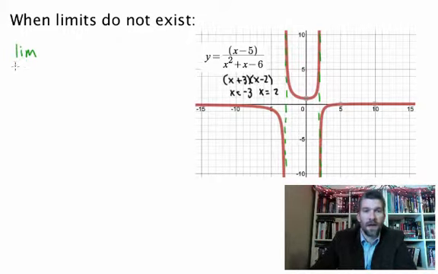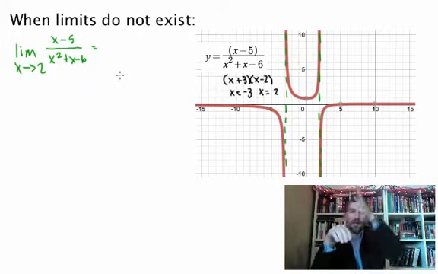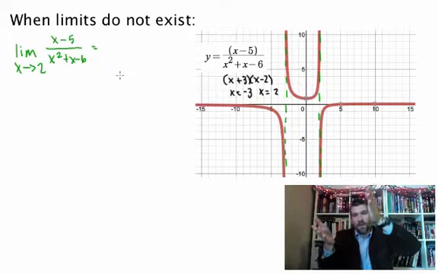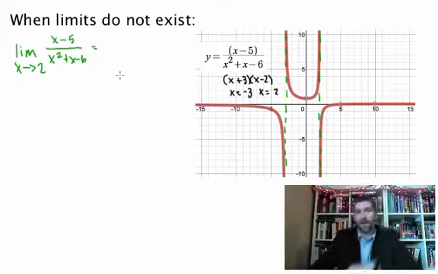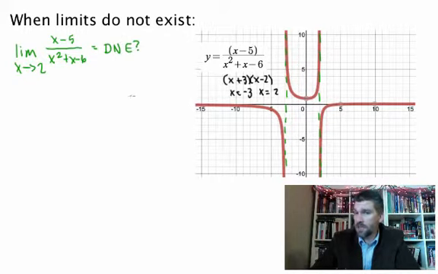Okay, so let's check out the limit as x approaches 2 of this function, x minus 5 divided by x squared plus x minus 6. Now, if we go with the idea that they've got to line up and touch, well, if you trace out the left-hand side of this graph as we get close to 2, and you trace out the right-hand side of this graph as we get close to 2, then your fingers and hands are going in different directions. So our first guess here is that this limit does not exist.